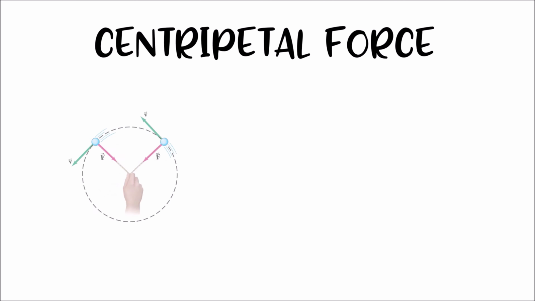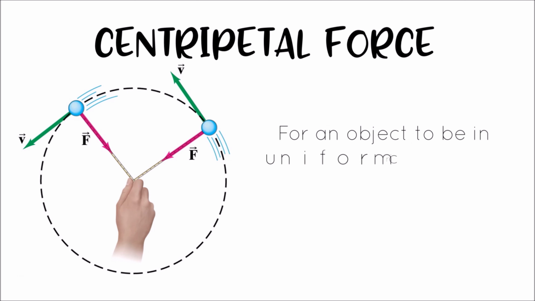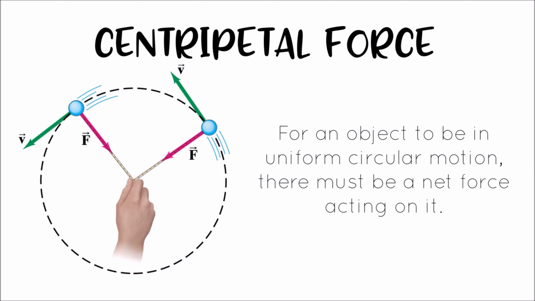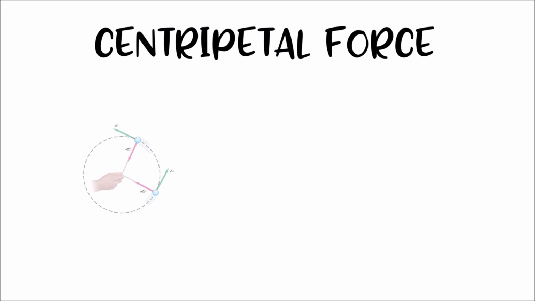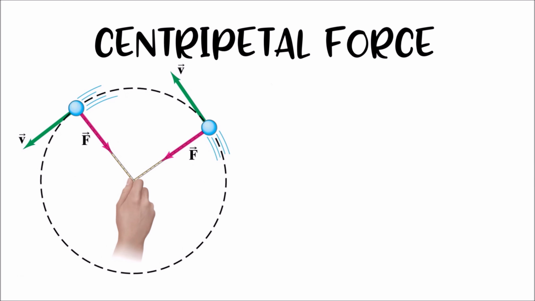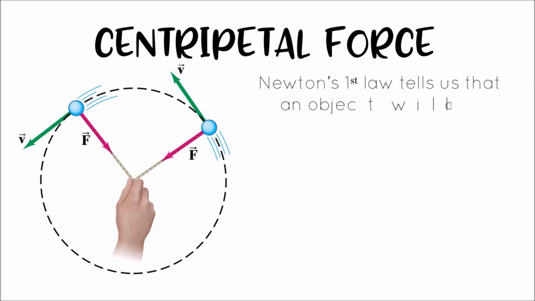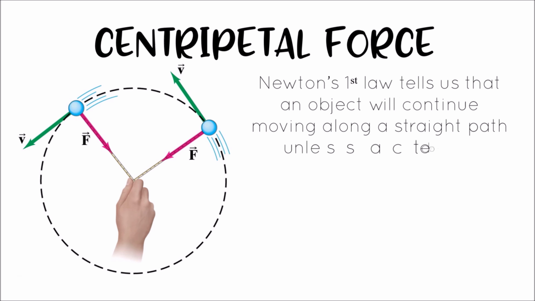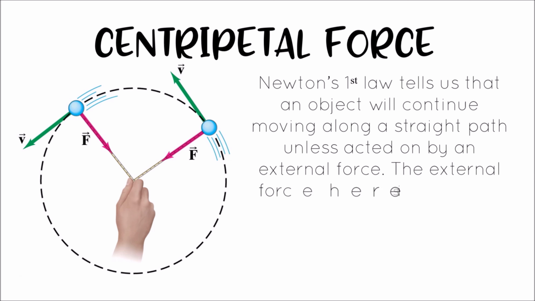So moving on, for an object to move in a uniform circular motion, there must be a net force acting on it. And according to Newton's first law of motion, an object will continue to move in a straight line or in a straight path unless acted upon by an unbalanced force. And this external force is what we call the centripetal force.